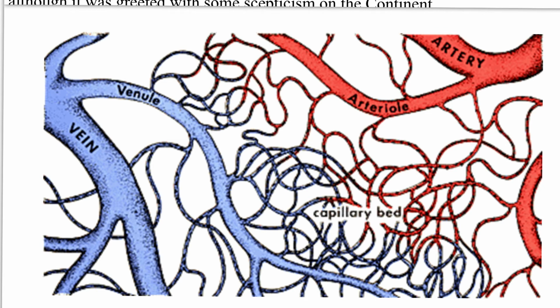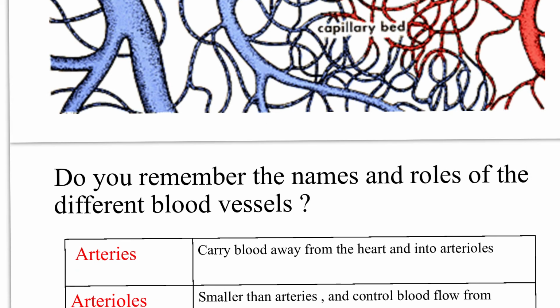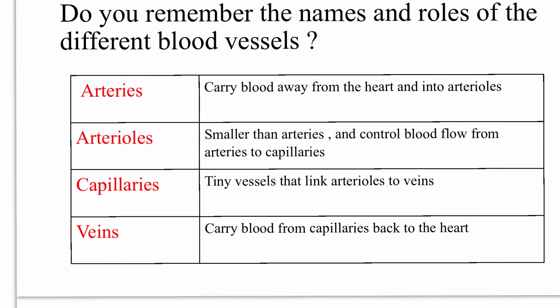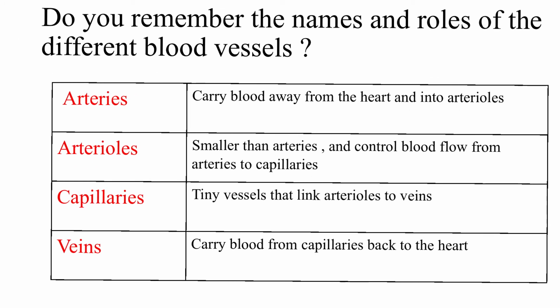We're going to be talking about the structure of arteries, veins, and capillaries. So we know just generally that arteries carry blood away from the heart and into arterioles. Arterioles are smaller than arteries and control blood flow from the arteries to the capillaries. Blood is flowing at very high pressure in the arteries. If it went directly from arteries to capillaries, that would cause damage to the capillaries. So it's important that we have these intermediate vessels where we can have a slight slowdown in the pressure. And then capillaries are tiny vessels that run through tissues and organs.